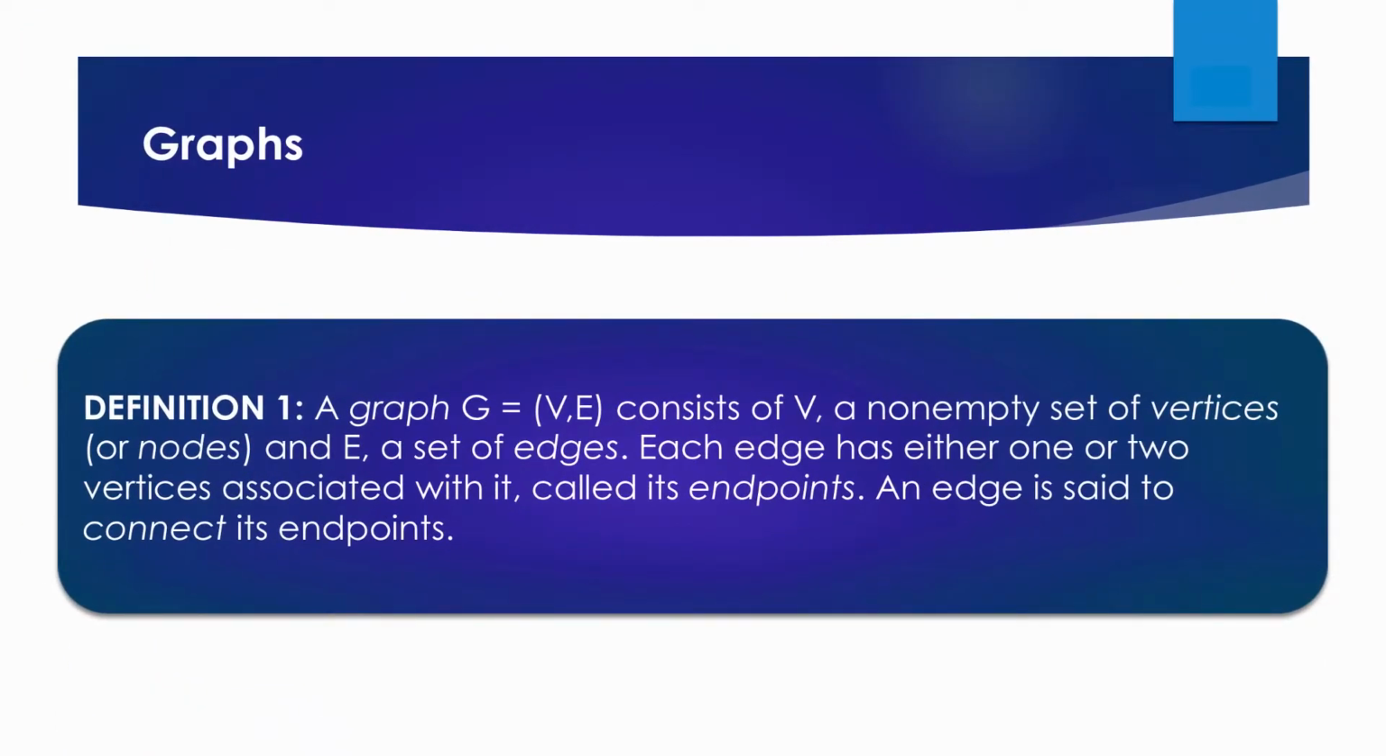A graph G consists of V, a nonempty set of vertices, or we can call them nodes, and E, a set of edges or paths. Each edge has either one or two vertices associated with it, called its endpoints. An edge is said to connect its endpoints. The set of vertices V of a graph G may be infinite. A graph with an infinite vertex set or an infinite number of edges is called an infinite graph. A graph with a finite vertex set and a finite edge set is called a finite graph. We will usually consider only finite graphs in this course.